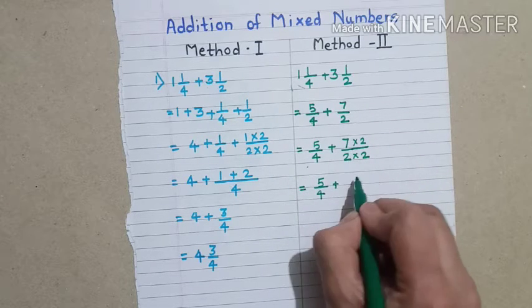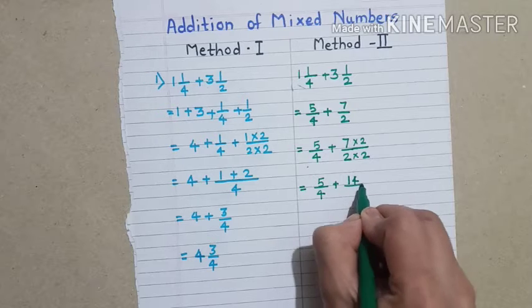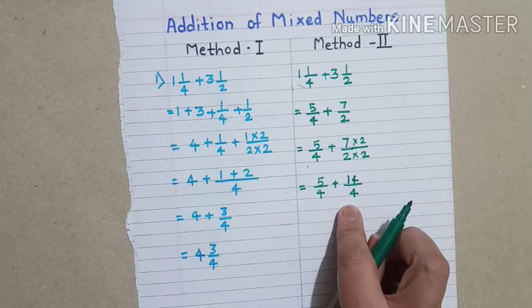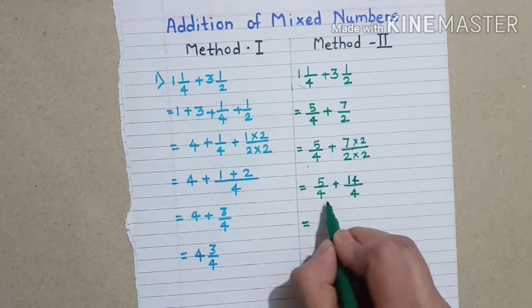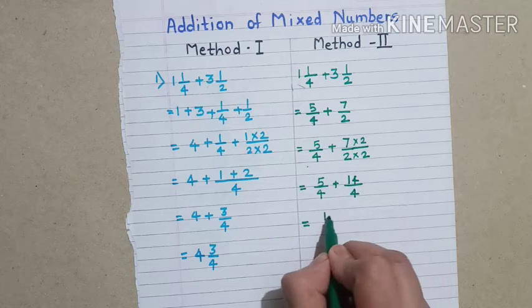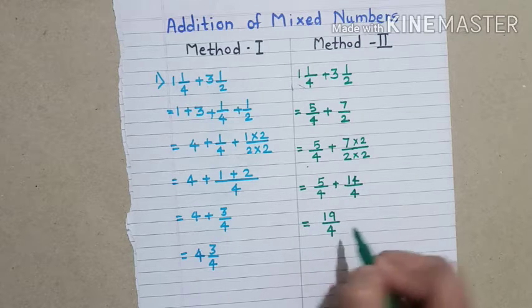Plus 7 twos are 14 upon 4. Now here our denominators have become equal. Now add these two fractions. So 5 plus 14 is equal to 19 upon 4.